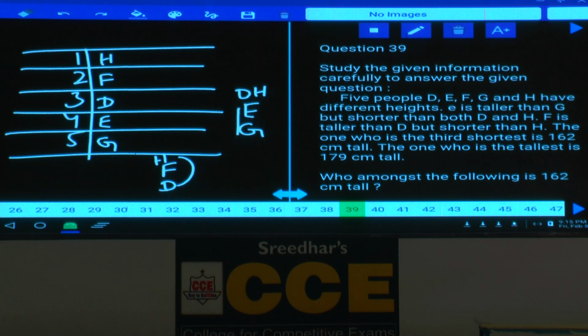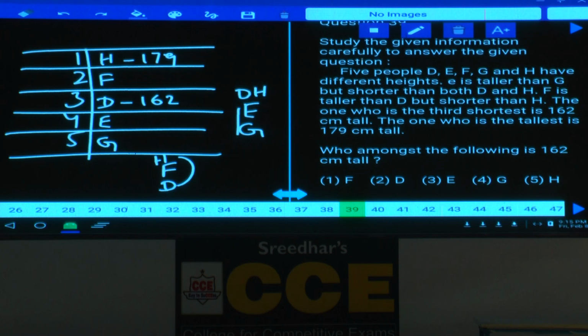And the one who is the third shortest is 162. Now this person D is 162, and the one who is the tallest is 179. Now H is 179 centimeters. Then who among the following is 162 centimeters tall? Tell me who is that person? 162 centimeters, that is choice 2.